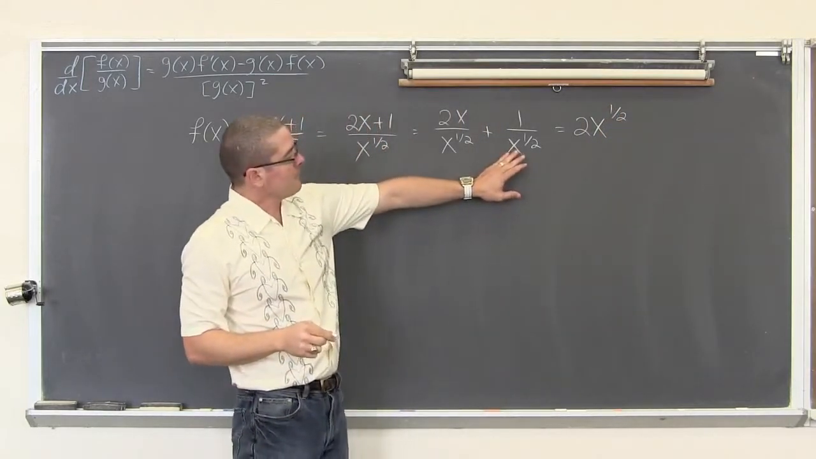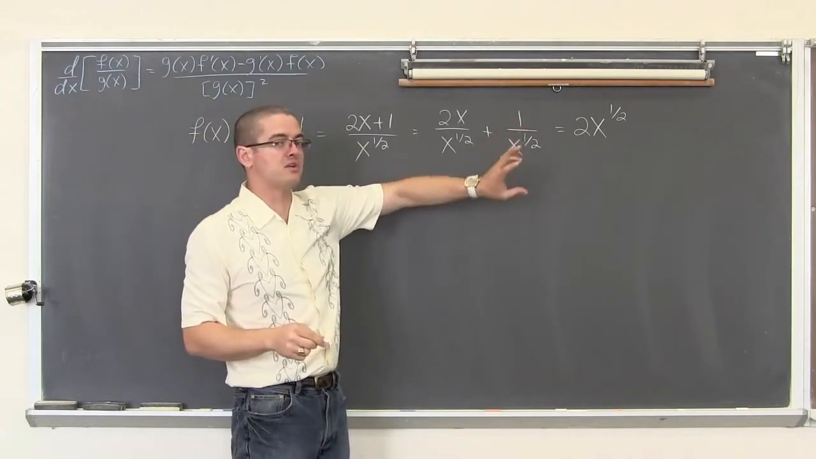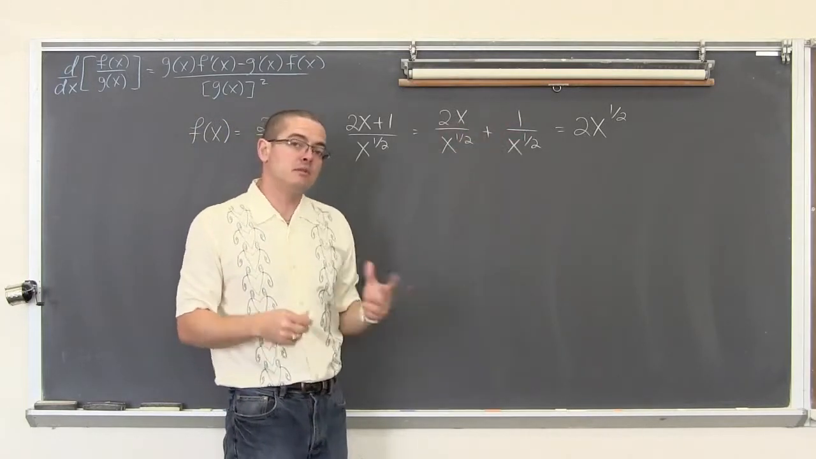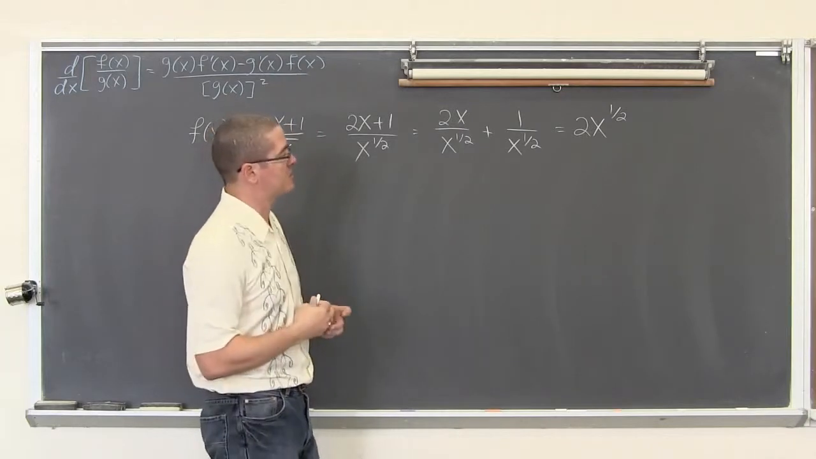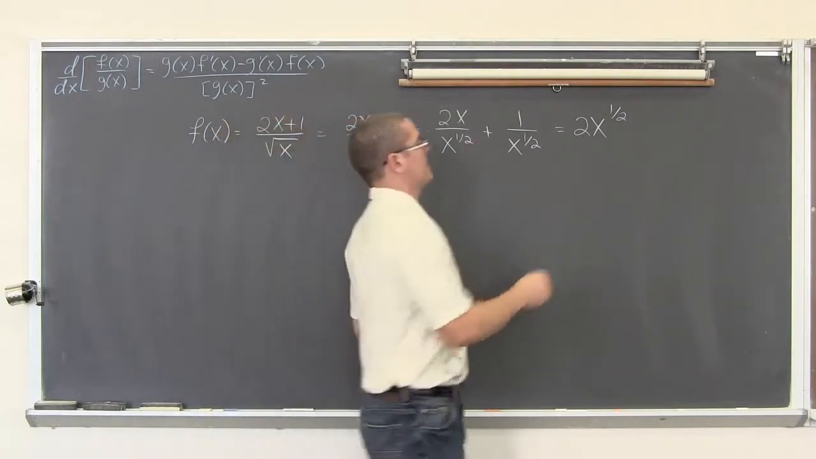And though I'm teaching the quotient rule, I don't want to leave this as a fraction, because I can make this one work with just the basic rules of differentiation, and that means I'm going to write x to the negative 1/2.